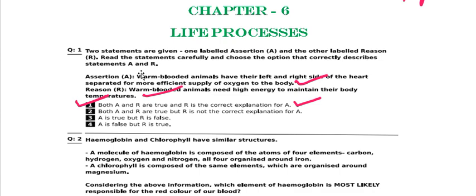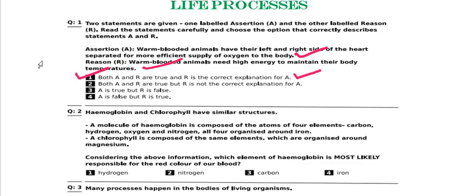For the second question, you see, hemoglobin and chlorophyll have similar structures. A molecule of hemoglobin is composed of the atoms of 4 elements: carbon, hydrogen, oxygen, and nitrogen, all organized around iron.